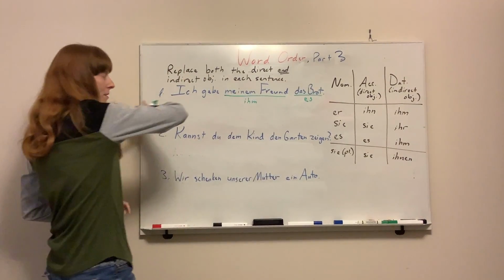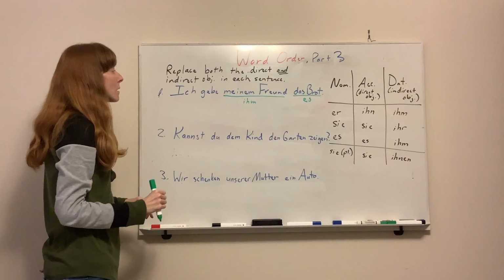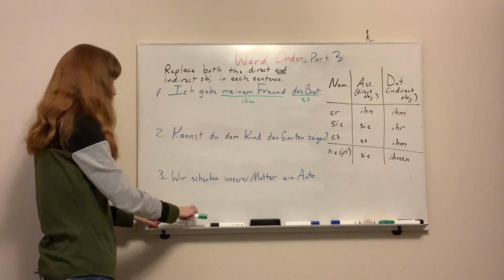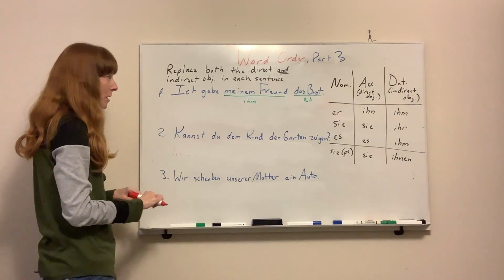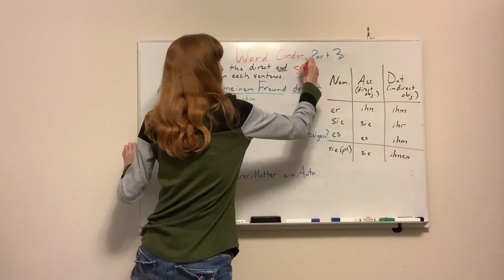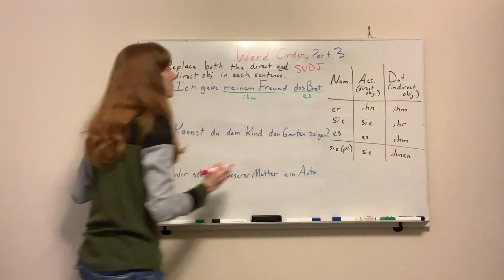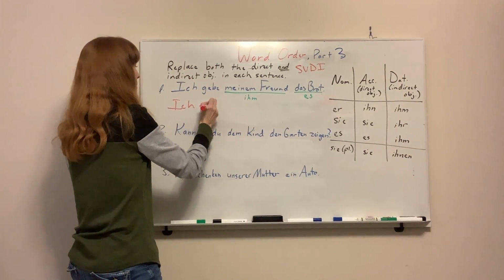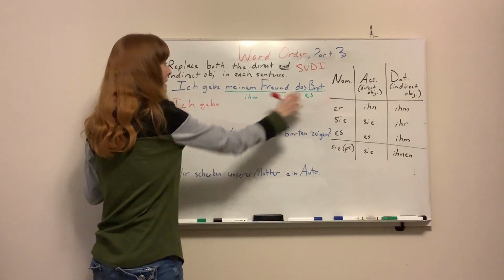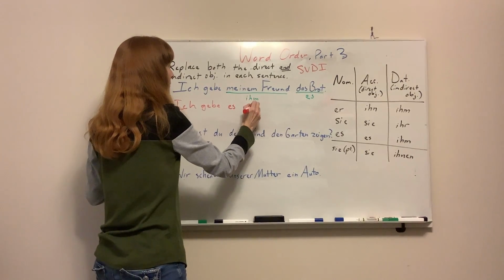Now, when we write this whole thing out again, when you are dealing with direct and indirect objects in each sentence, we need to use the word order SVEDAI. So let's write it out. Ich gebe es ihm.